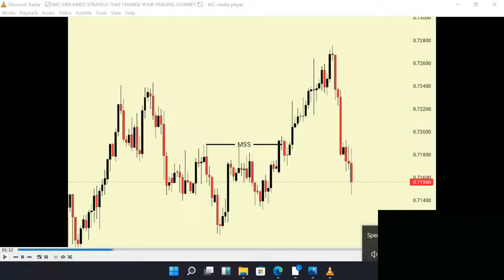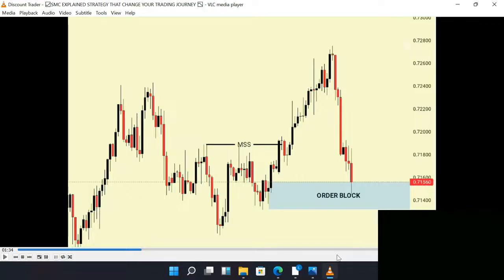Market structure shift. We never think about long trades. Now let's talk about the order block on the 1 hour time frame. In this chart, the order block is not a single candle and not the last bearish candle. It is a consolidation zone where price paused after the bullish shift and smart money accumulated buy positions.